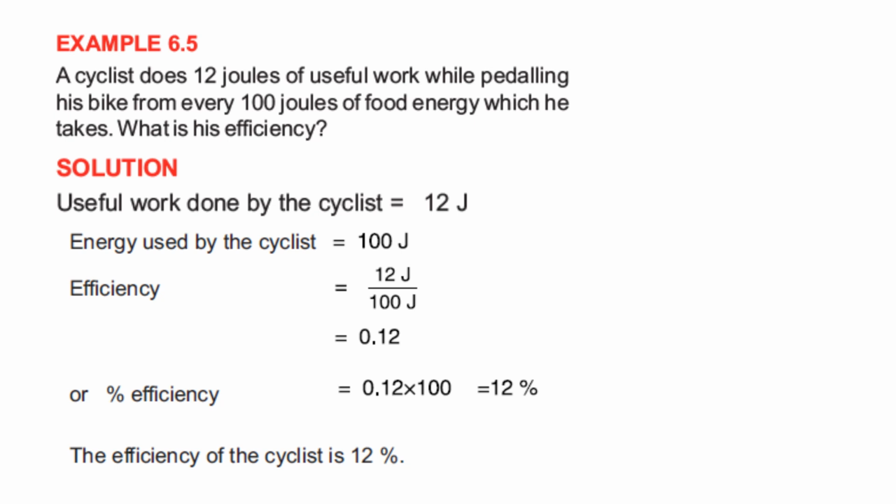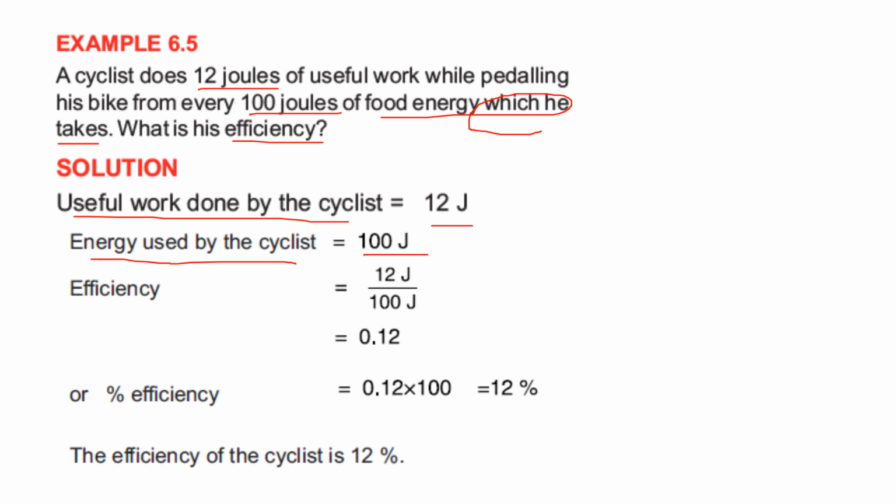So this is example 6.5 that is given in your book. A cyclist does 12 joule of useful work while pedaling his bike from every 100 joules of food energy which he takes. What is the efficiency? So from the first part, where it is mentioned that the food energy which he takes, it means that will be an input, right? Sorry, that will be an output.